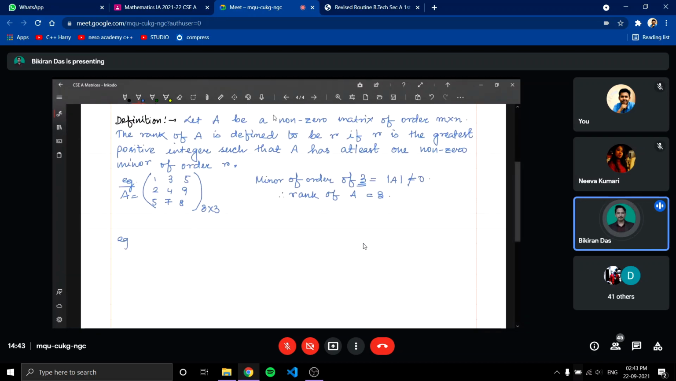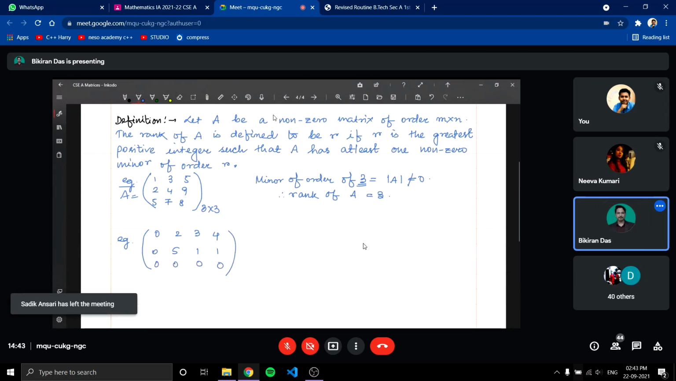Let me give you another one, which is a rectangular matrix. Let us take this one: 0 2 3 4, 0 5 1 1, and 0 0 0 0. Now see. Tell me, what is the maximum order minor you can find from this?